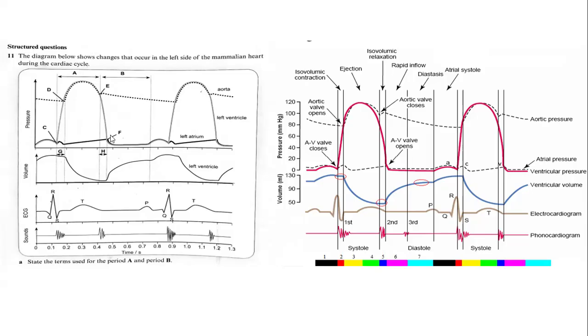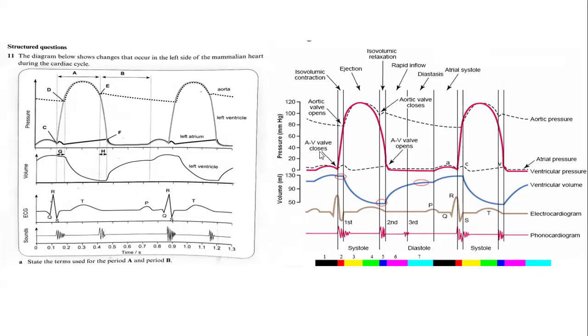Let me ask you all a question. Since we're in the left side of the heart, what do we call the atrioventricular valve? What's another name for it? Anyone can answer. Remember, we are on the left side of the heart. There are only two valves that we have: the mitral valve and the aortic valve.